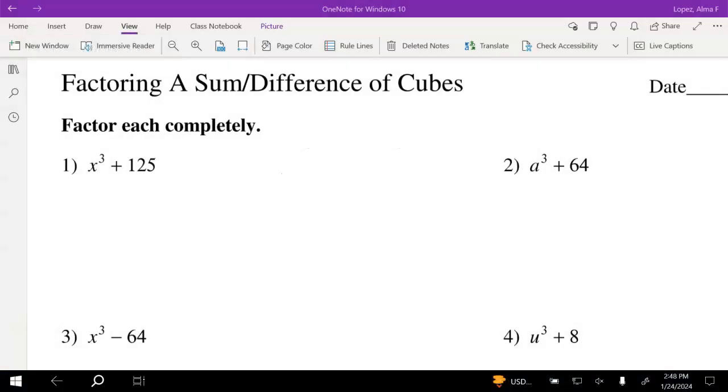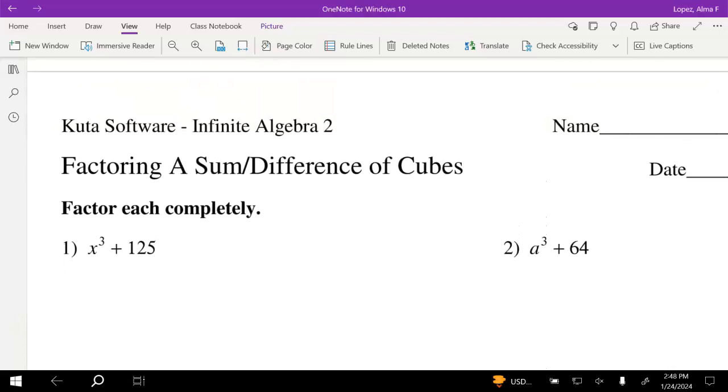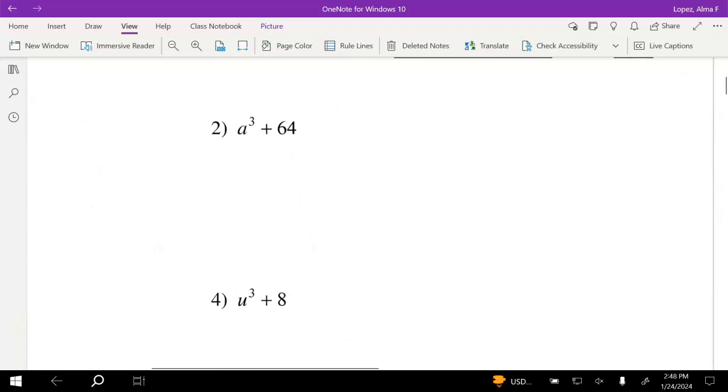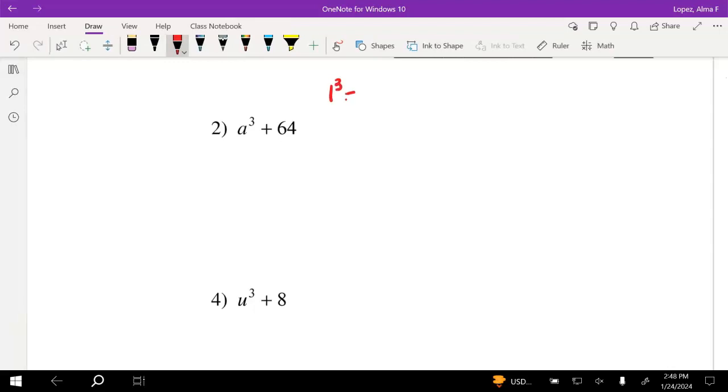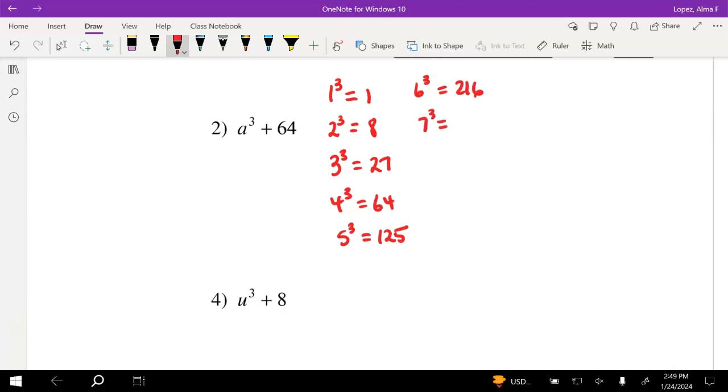In this video, we're going to look at factoring a sum or difference of cubes. I'm going to start off by writing down some of the cubes we'll use most often. So if we have 1 raised to the third power, it's 1. 2 raised to the third power is 8. 3 raised to the third power is 27. 4 raised to the third power is 64. 5 raised to the third power is 125. 6 raised to the third power is 216. 7 raised to the third power is 343. And 10 raised to the third power is 1000.